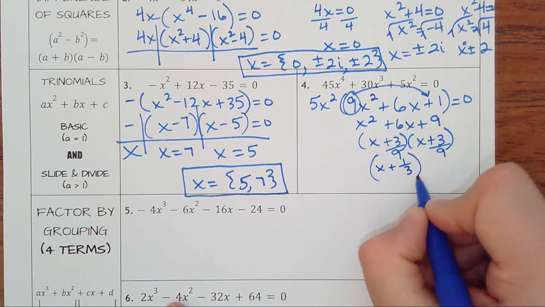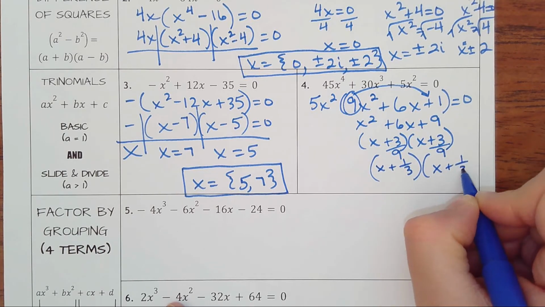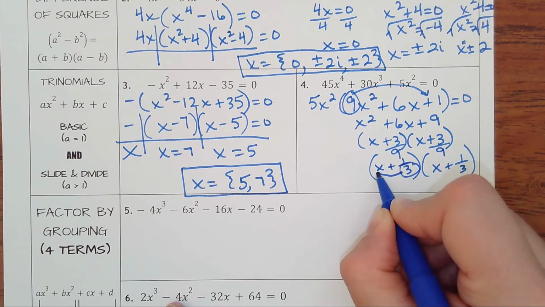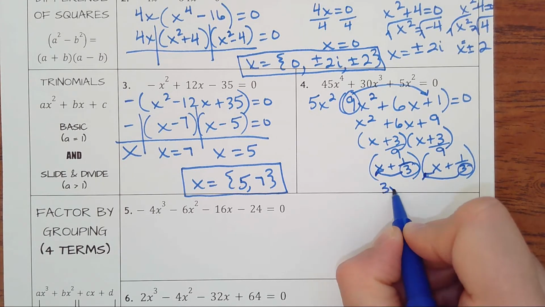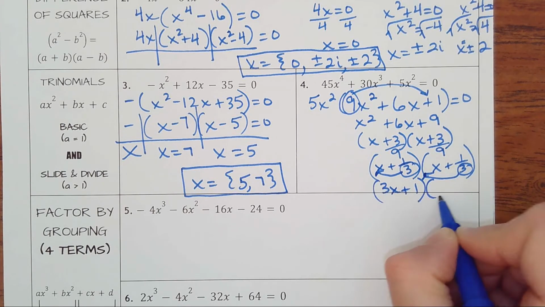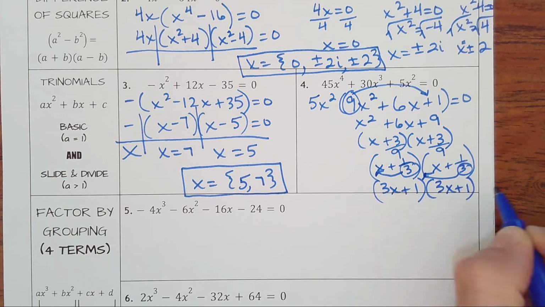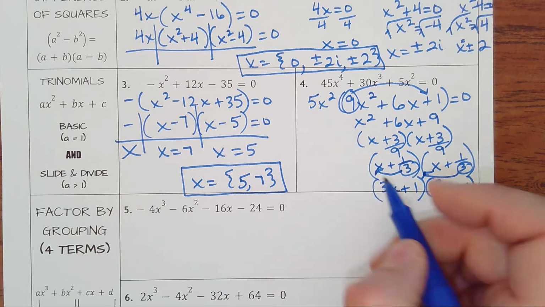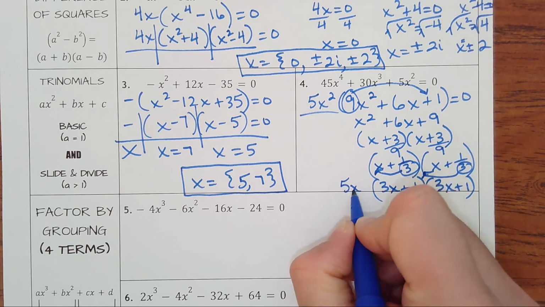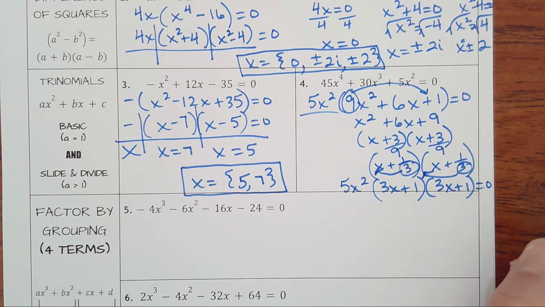I need more room on this. And then once your fraction's simplified, you slide your denominator up in front. So really it's a 3x plus 1 times a 3x plus 1. And all of that work was simply to factor this slide and divide. I also still had the 5x squared. Set it all equal to 0.